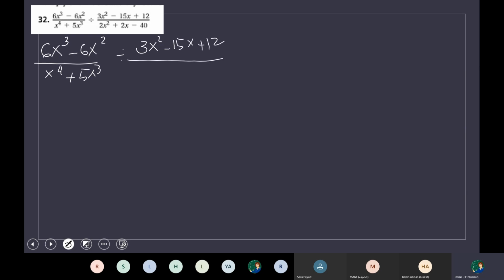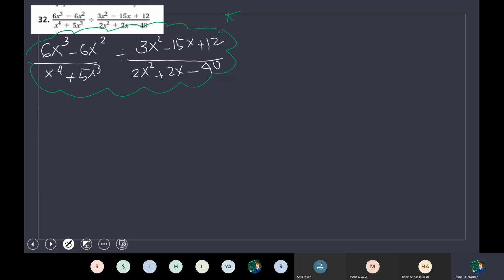Now, here you have 6x cubed minus 6x squared over x raised to the power 4 plus 5x cubed, divided by another expression. The first step: rewrite 6x cubed minus 6x squared over x raised to the power 4 plus 5x cubed, divided by 3x squared minus 15x plus 12 over 2x squared plus 2x minus 40. Keep the first expressions in your mind. Then after that, now let's solve it.